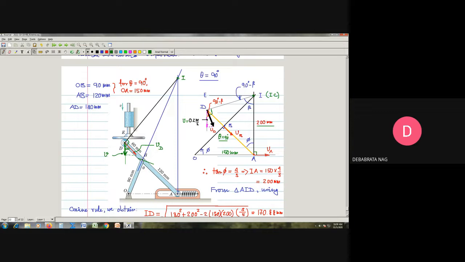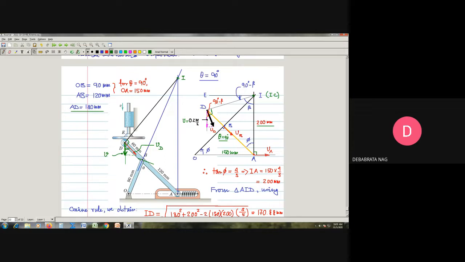In order to do that, focus on this triangle AID, for which I know the line AD, whose dimension is also known to us. Why is it known? Because we know AD must be equal to 120 plus 60. That means AD is equal to 180 millimeter. So I know the distance AD, which is 180 millimeter, I know the distance AI, which is 200 millimeter, and I know the angle between AD and AI.